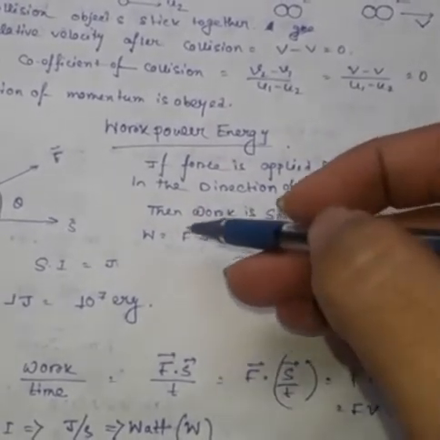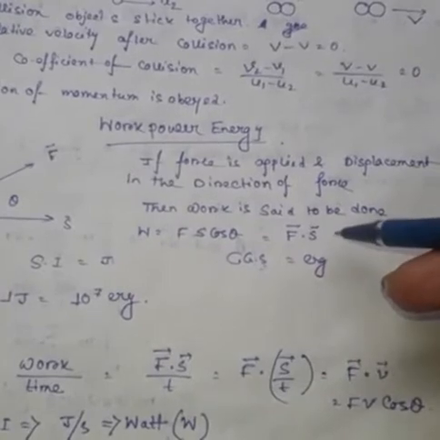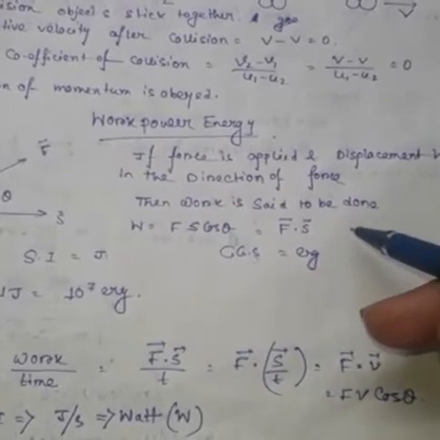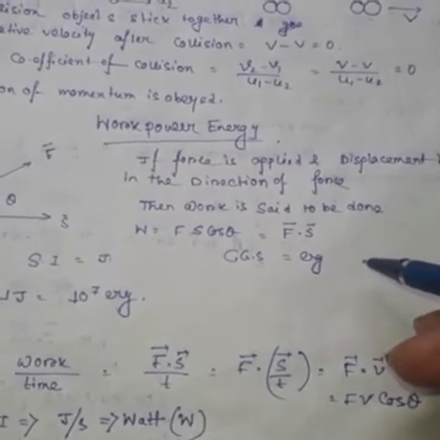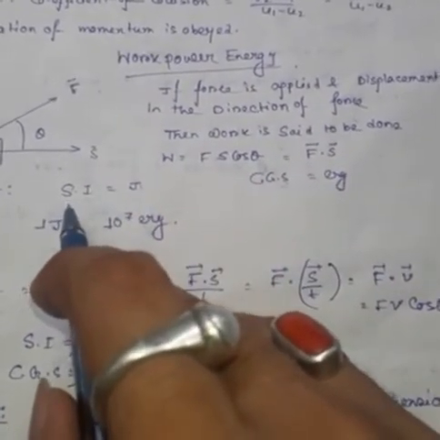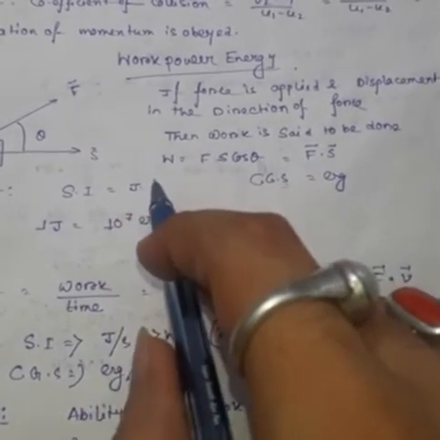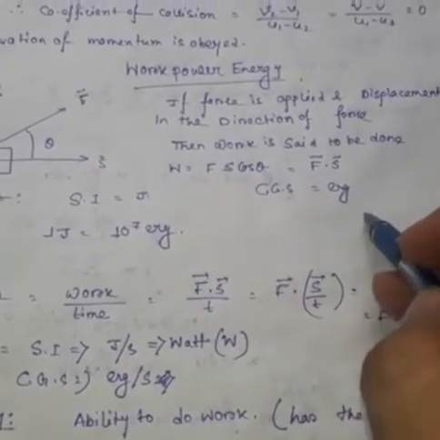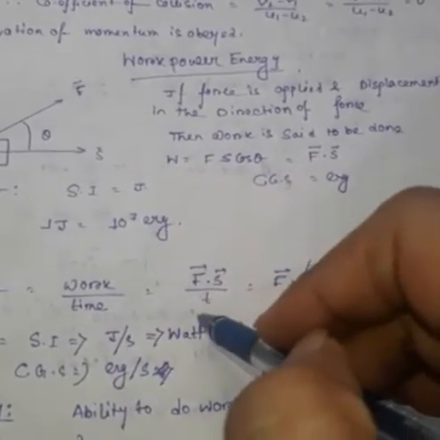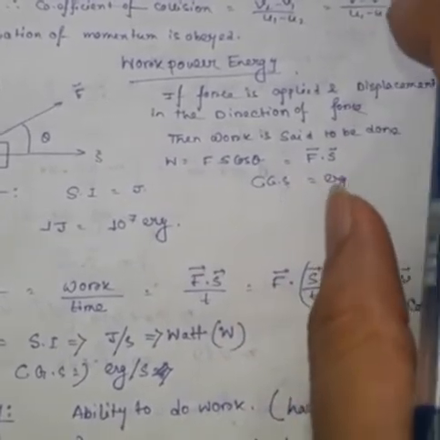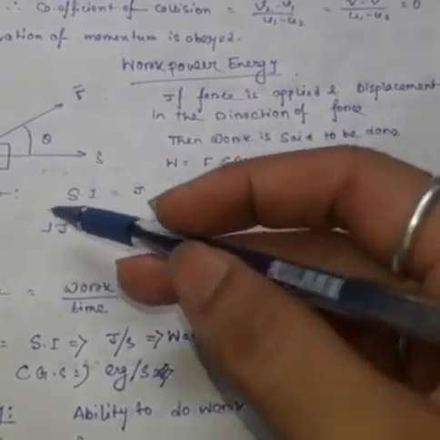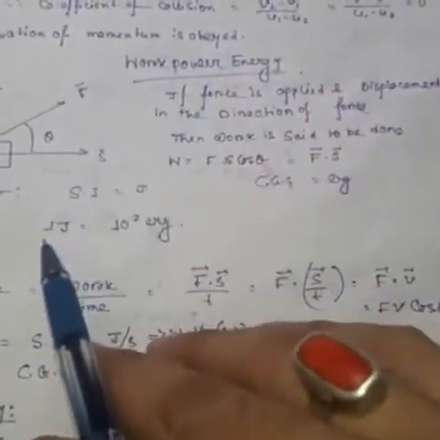Okay, and so we can write this equation as F dot s, where Fs cos theta can be represented as the dot product of force and displacement. As we know, A dot B is AB cos theta. Now it's already known to us that the SI unit of work is joule, and the CGS unit of work is erg. And 1 joule is 10 to the power 7 erg. Now we can prove that, but for our syllabus that is not very important, so we are okay with that value only.